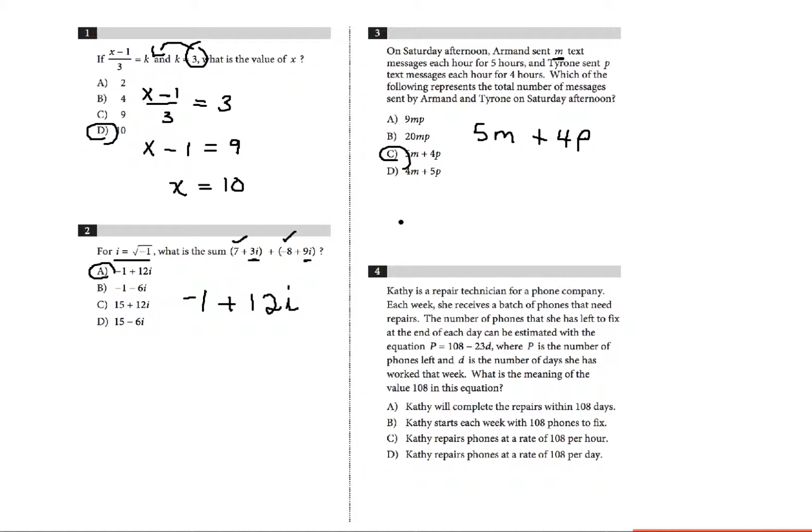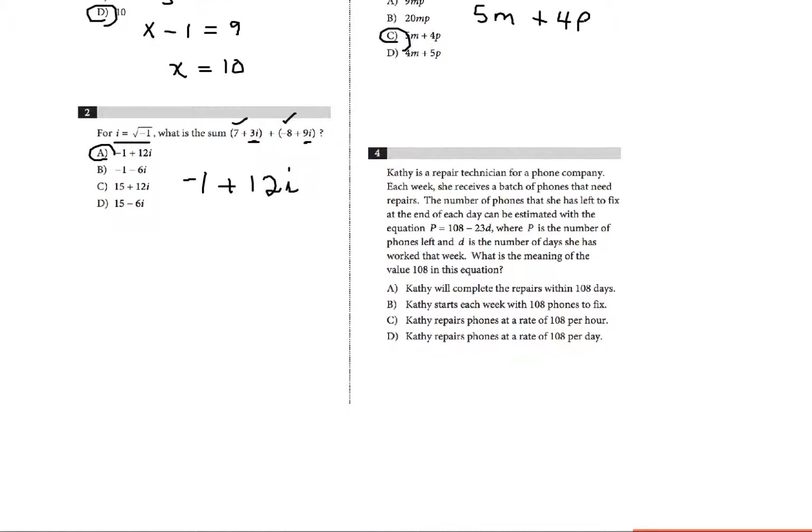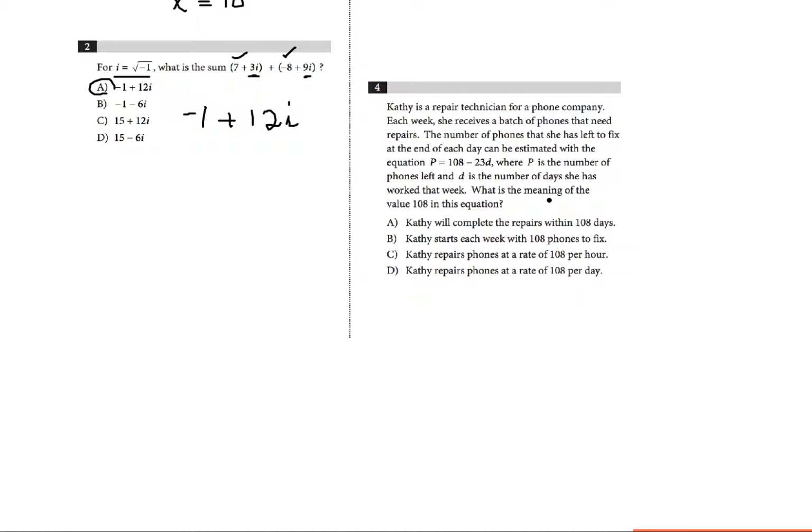First ones, of course, are easier, so most of you probably got these right. Kathy is a repair technician for a phone company. Each week she receives a batch of phones that need repairs. The number of phones that she has left to fix at the end of each day can be estimated with the equation P equals 108 minus 23D, where P is the number of phones left and D is the number of days she has worked that week. What is the meaning of the 108 in this equation?